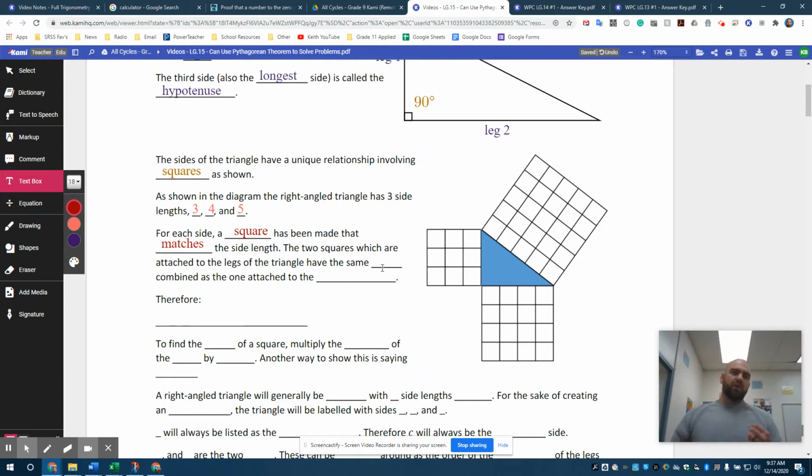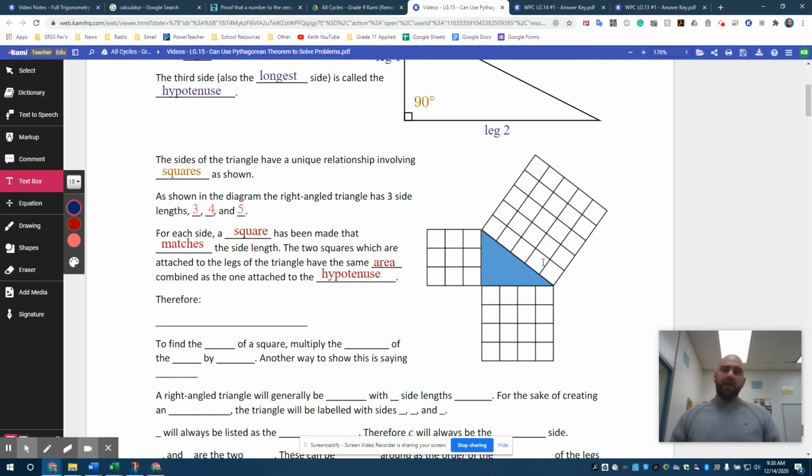The two squares which are attached to the legs of the triangle have the same area combined as the one that is attached to the hypotenuse. So you'll notice here that this one has an area of 9, this one has an area of 16. If we put those together, then it equals this total of 25. And that's very key in remembering this relationship, and it will help us to find side lengths of certain values.